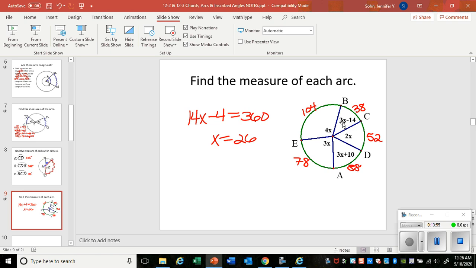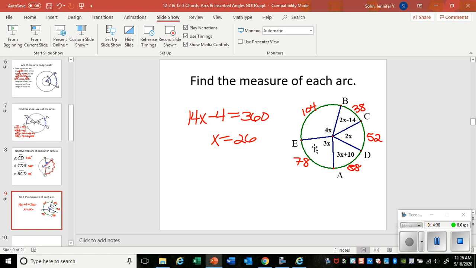So here you have 2x minus 14 plus 2x plus 3x plus 10 plus 3x plus 4x. If I combine like terms, 2x plus 2x is 4x, plus 3x is 7x, 7x plus 3x is 10x, 10x plus 4x is 14x. If I add the constant numbers, negative 14 plus 10 is negative 4. And they add up to be 360.